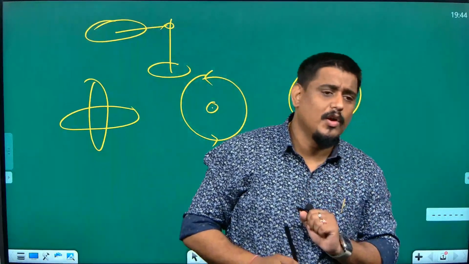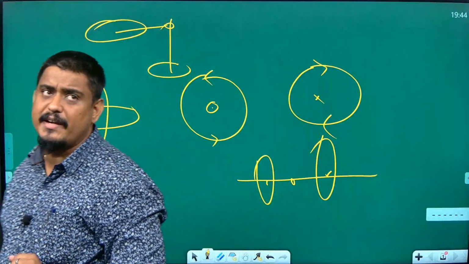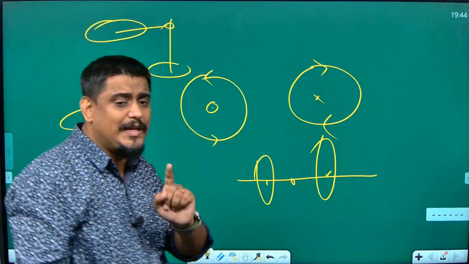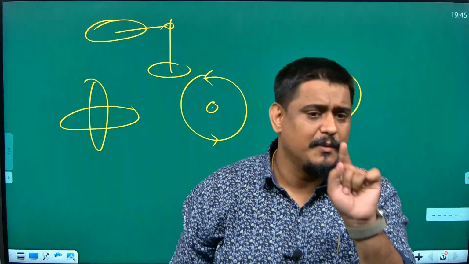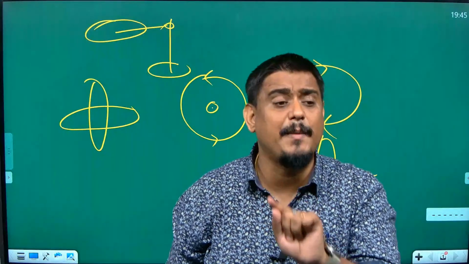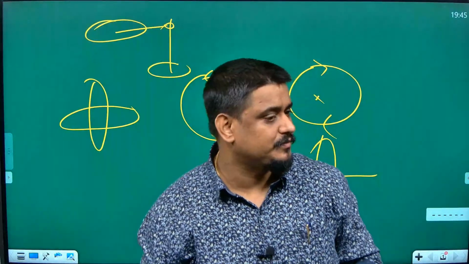Then I taught you what is the force on a moving charge kept in a magnetic field, and force came as QVB sin theta, where Q is the charge, V is its velocity, B is the magnetic field, theta is the angle made between velocity vector and magnetic field vector.